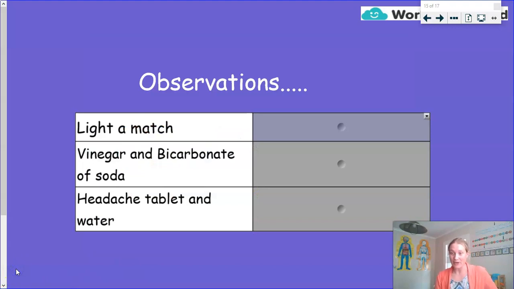So now I'm going to do a quick demonstration with you of some chemical reactions. I want you to take close observations of what occurs, and let's see if we can come up with a definite list to think about if we are ever deciding if a chemical change, remember that's an irreversible change, has occurred. The three I'm going to do: I am going to light a match, I am going to mix some vinegar with some bicarbonate of soda, and I'm going to put a headache tablet, one of those dissolvable ones, into some water. Okay, so that's what I'm going to do.